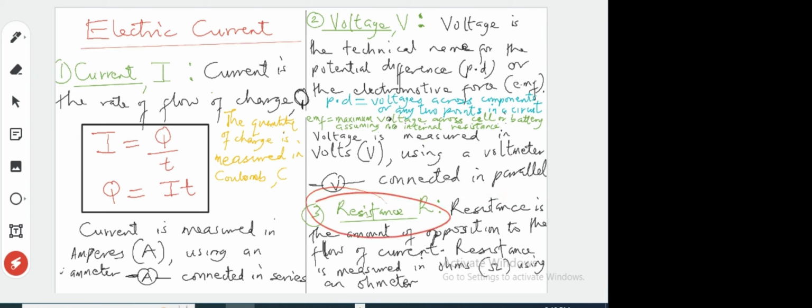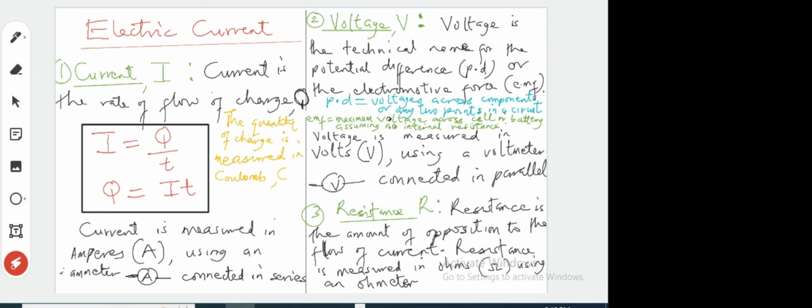Now, resistance R is the amount of opposition to the flow of current. So if you have a higher resistance, it means lower current will flow, isn't it? So if you want higher current, what should you do to the resistance? If you need higher current to flow, what should you do to the resistance? No, I'm talking about resistance. If you need a higher current to flow, what should you do to the resistance? Remember, resistance is the amount of opposition.